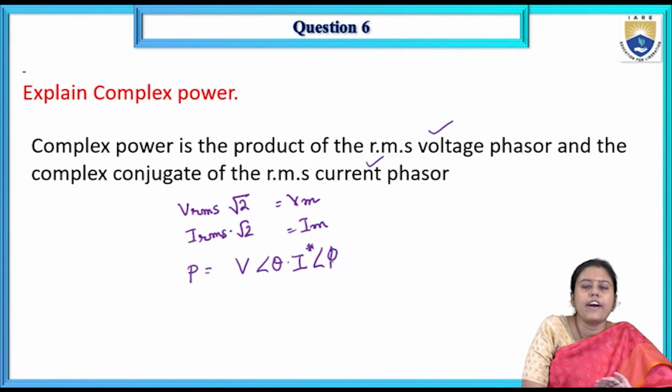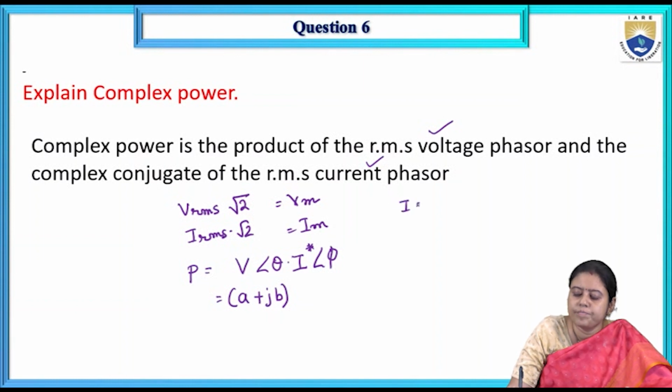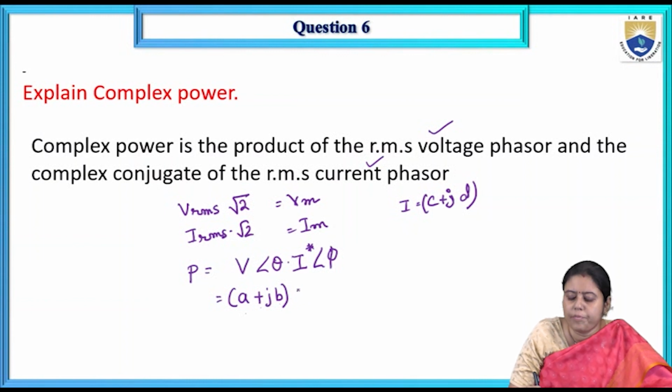What is the meaning of I star? I star means complex conjugate. If I tell it a little more easily, say V value is A plus jB, I am writing it in rectangular coordinates, and I value is C plus jD. So what is the power? A plus jB voltage and the complex conjugate of current, meaning C minus jD.